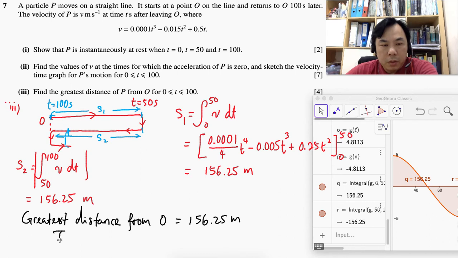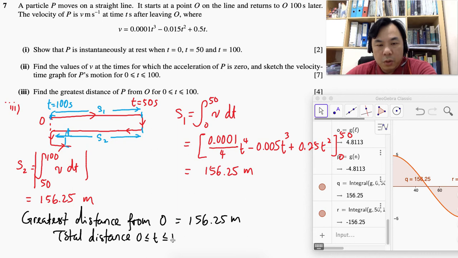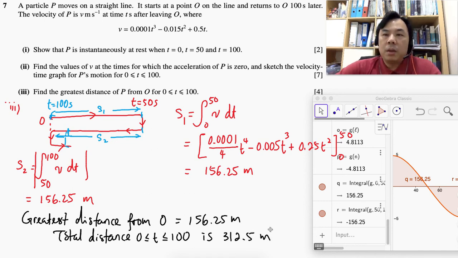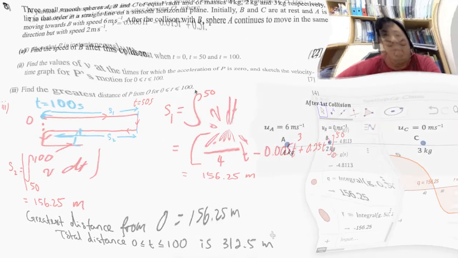Okay, let me write that down also. Total distance, I'm talking about total distance from t equal to 0 to 100. So the total distance for t 0 to 100 is twice of that. So twice of that will be approximately 312.5 meters there. Right, so I hope that is clear for the last sections here. I'm going to move on to the next question shortly.